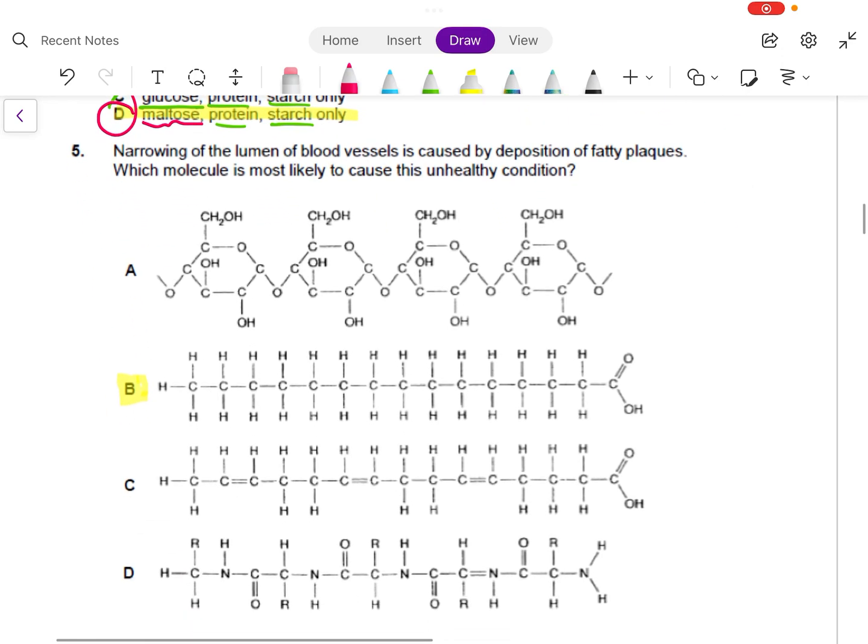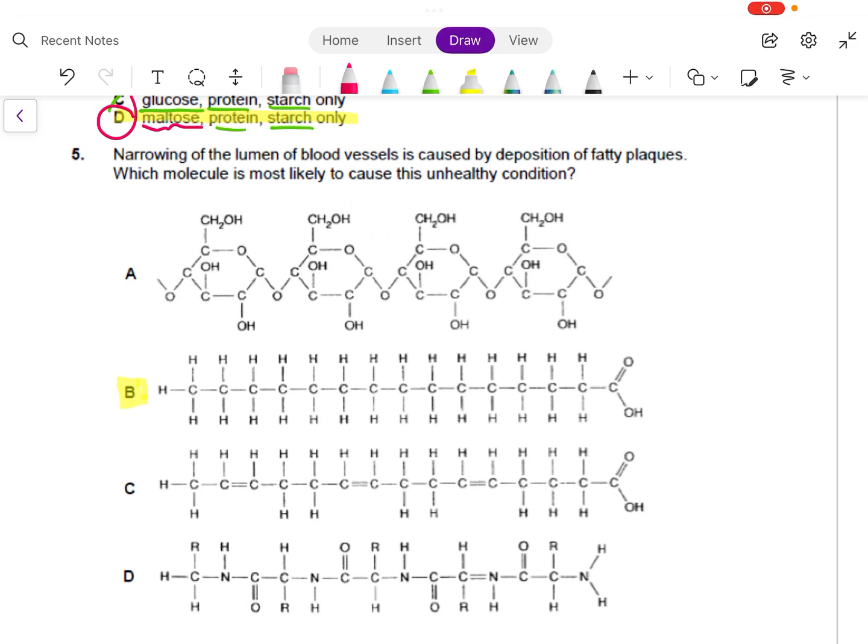Next, let's go to question 5. It shows you 4 different biomolecules. They say that one of them is responsible for the deposition of fatty plaques. So first and foremost, you need to find something that is a lipid. Then which molecule is most likely to cause this unhealthy condition?